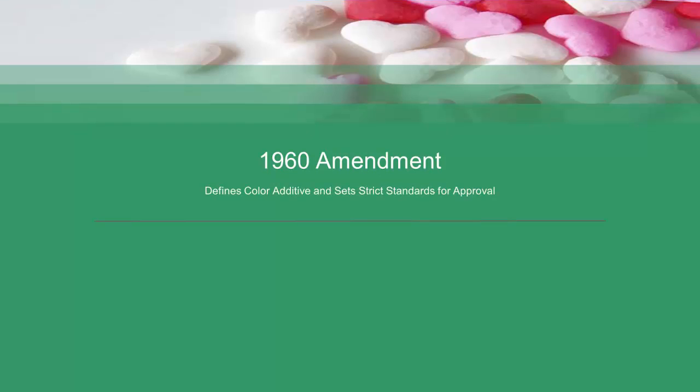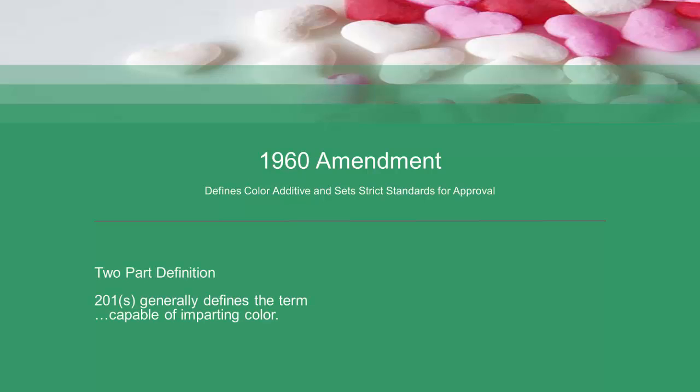So the 1960 amendment, through definitions, creates a very strict system of approval, and it, for the first time, provides us the definition of a color additive. And it's a two-part definition. All of our definitions, as you probably have noticed, in this class and the Intro to Food Law class are in section 201, 21 USC 201. And the further down you get in the list, the newer those definitions are. So you can see 201S is pretty far down in the list, that's a newer one.